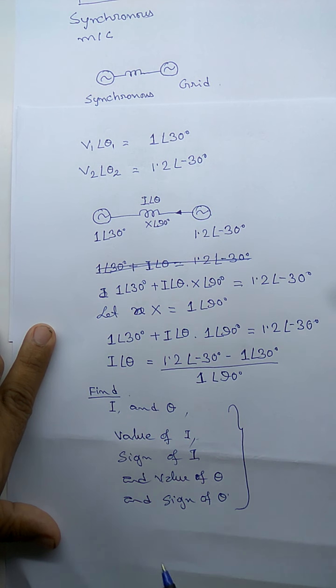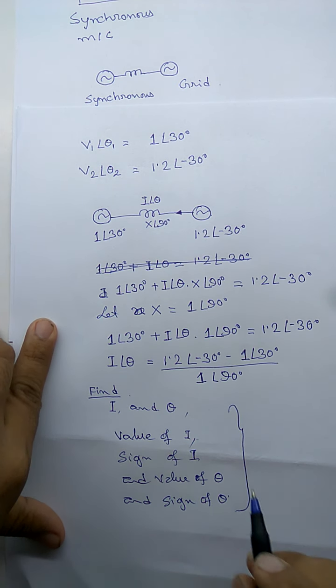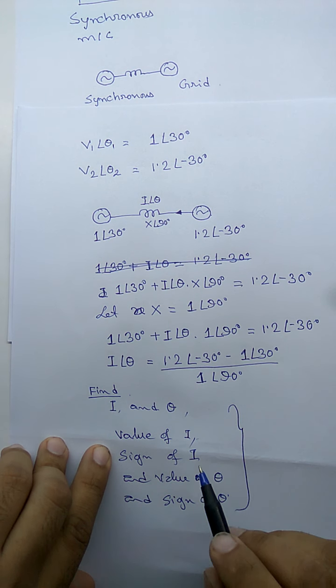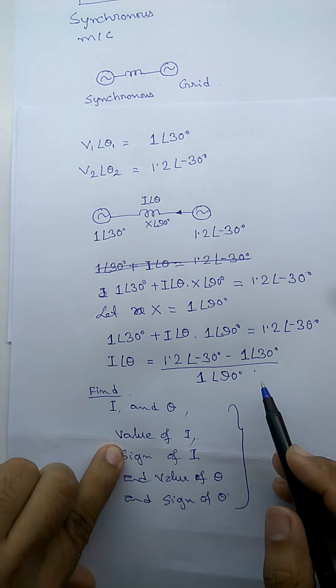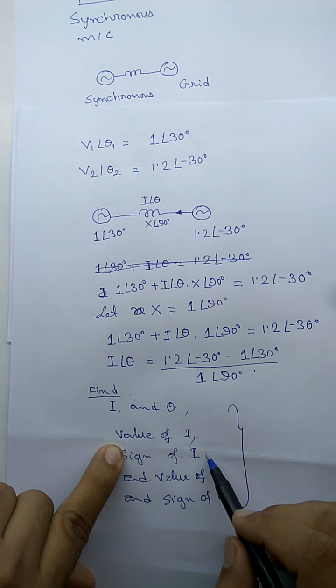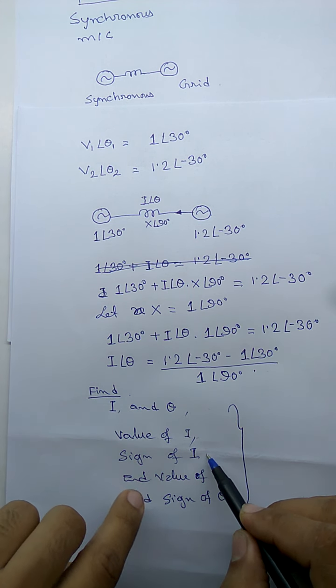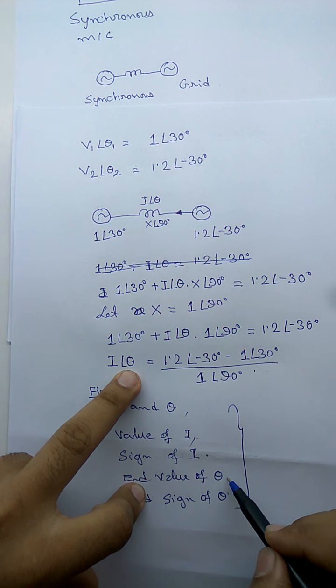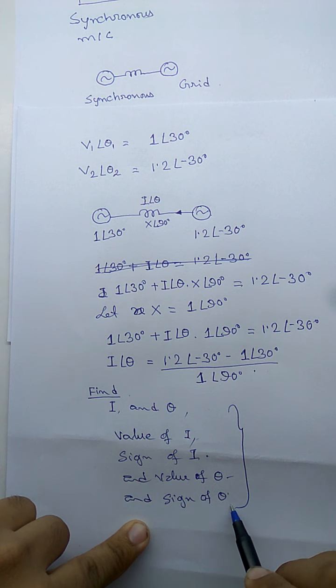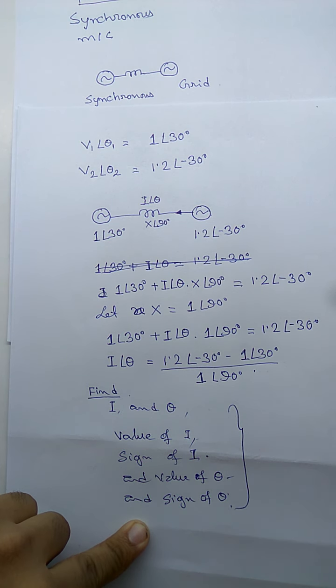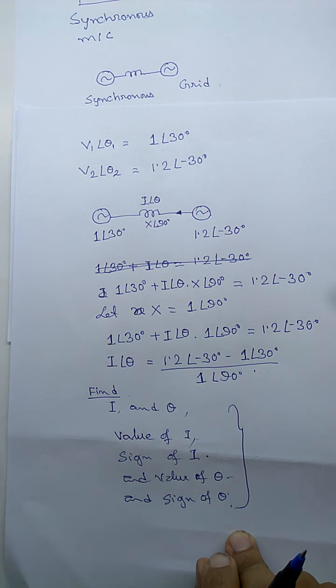In your assignment in Google Classroom, you will submit the value of I after solving this problem. What is the sign of I, that is whether it is positive or negative. Then the value of theta, what is the value of theta. Then sign of theta, that is whether the value of theta is positive or negative. So once we have this value, we will again discuss what is meant from this solution.